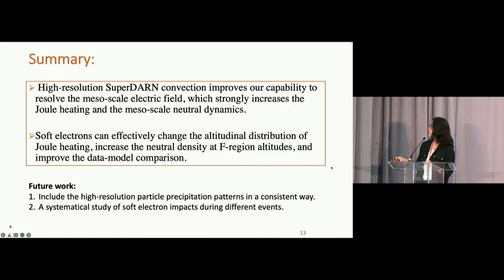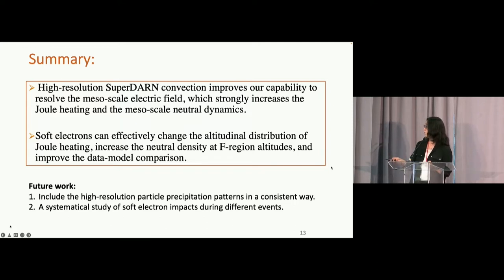All right, in summary, the high-resolution SuperDARN convection definitely improves our capability to resolve the mesoscale electric field instead of parameterization, which strongly increases Joule heating and mesoscale neutral dynamics. And soft electrons can efficiently change the altitudinal distribution of Joule heating, increase the density at every altitude, and improve the data-model comparison.